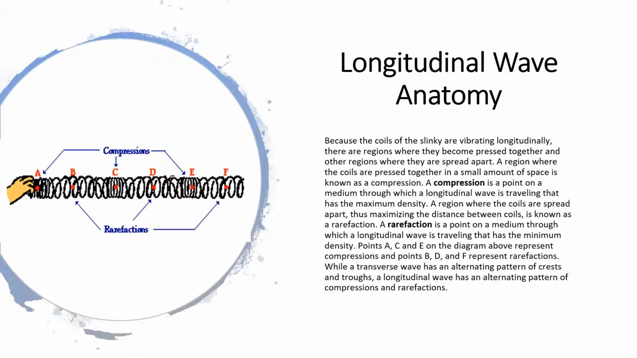Right. Longitudinal waves, of course, deal with the compressions and rarefactions. So ultimately, if you're looking at this particular picture here, you can see that there are compressions going on at A, C, and E, and you can tell that because the coils are much closer. While rarefaction has the coils pressed apart or split apart, and that's occurring at points B, D, and F in this particular one.